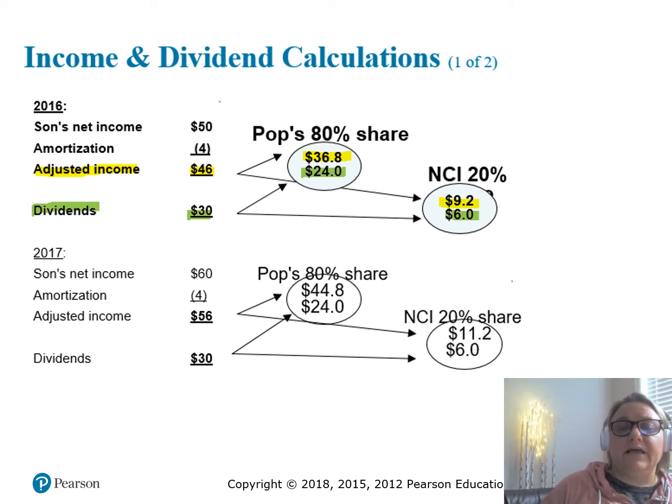Now let's look at 2017. Brand new year, new year, new you, or new pop, new Sun. Adjusted income in 2017, same situation. We're going to come out here, take the 56, and that's going to be Pop's 80% share. 20% of the 56, where the difference is going to be the non-controlling interest.